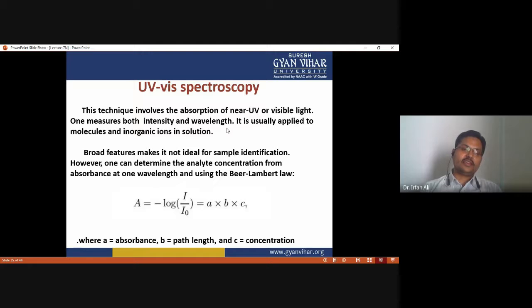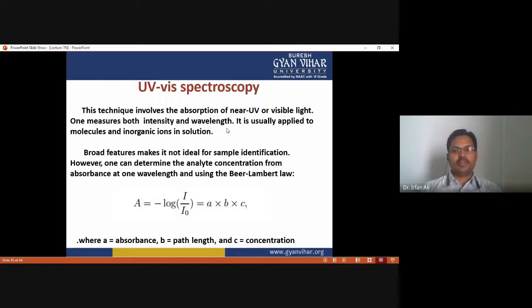Here we have to see that A equal to minus log I upon I zero, where I is the transmitted light and I zero is the incident light, because the incident light intensity and the transmitted light intensity are different. So that's why this is called the Beer-Lambert law, where absorbance is directly proportional to the concentration.